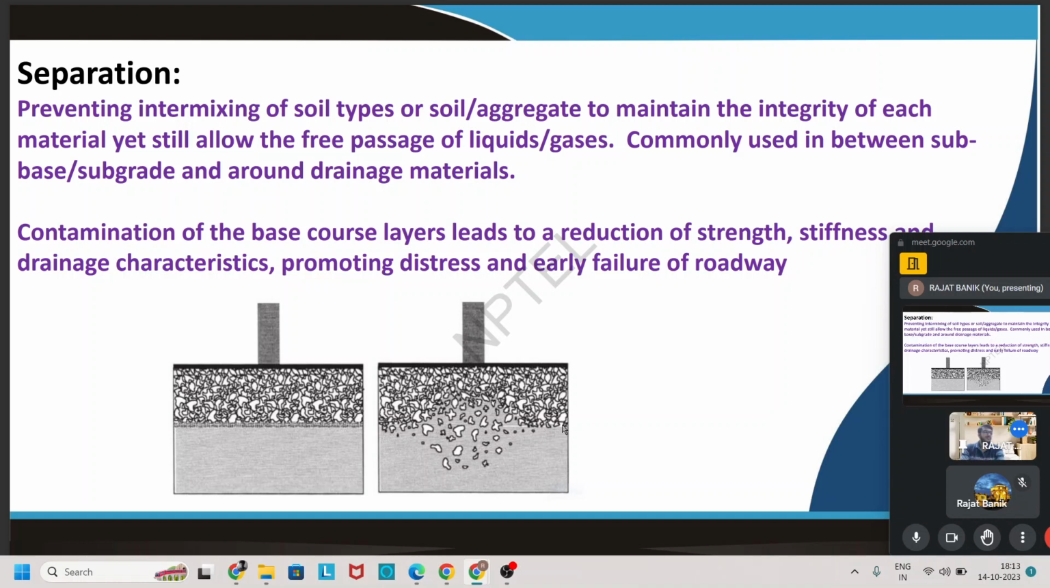So in pavement, you know that the pavement is created by the combination of coarse aggregate and fine aggregate, layer by layer. If the lower layer of coarse aggregate, which is the governing material for this pavement, is mixed with the fine aggregate, then the load distribution may not take place properly. So for this we use the geosynthetic material to separate the coarse aggregate from the fine aggregate.